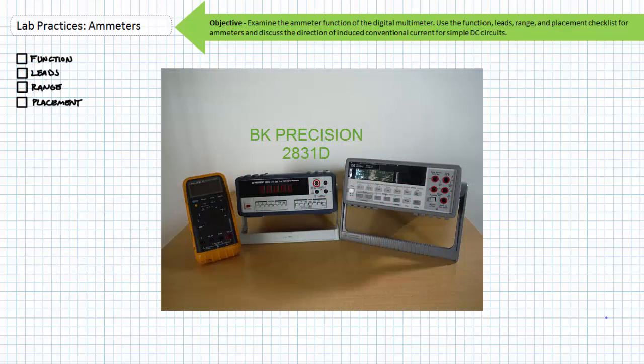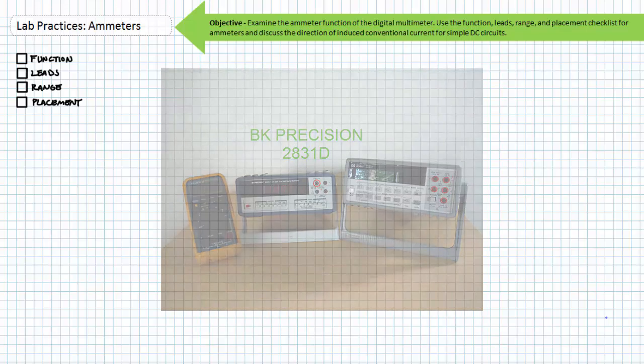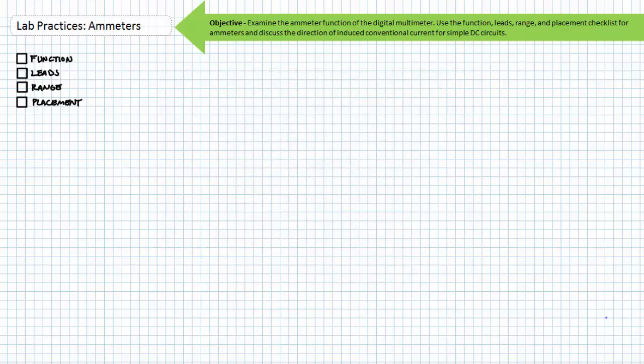Next, let's employ the BK Precision DMM as an ammeter. The BK Precision is a benchtop DMM. It must be plugged in and turned on for it to operate. We'll use a 5-volt DC power supply and a resistor with the following 4-band color code: gray, red, brown, gold. In this case, this is an 820 ohm resistor.